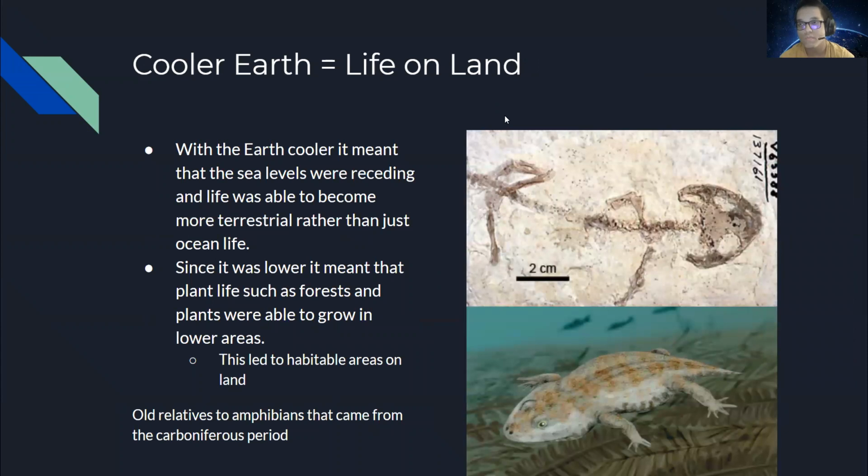A cooler Earth meant better life on land. When the Earth was cooler, it meant that sea levels were receding and life was able to become more terrestrial rather than just ocean life. Since sea levels were lower, plant life such as forests and plants were able to grow in lower areas. This led to habitable areas on land. The picture on the top right is an old relative to the amphibians that came from the Carboniferous period. The bottom right picture is a 3D model of what they believe it to look like.